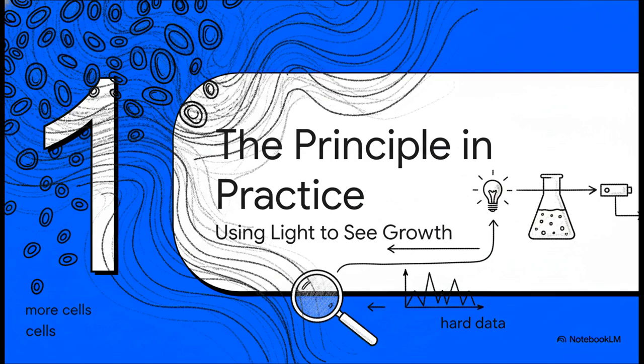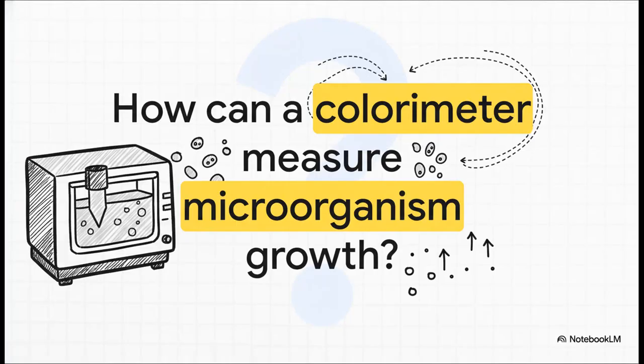Okay, so we've got our principle down. More cells means more cloudiness. Simple enough. But how do we measure that cloudiness precisely? How do we turn that observation into actual hard data? Well, this is where we bring in the tools of science. So how do we do it?